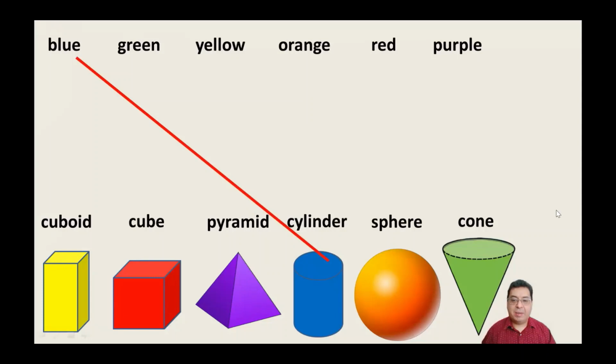And what's the name of this 3D shape? Do you remember what the name is? Correct. The name is cylinder. That's a cylinder. Okay, let's take a look at the next color here.